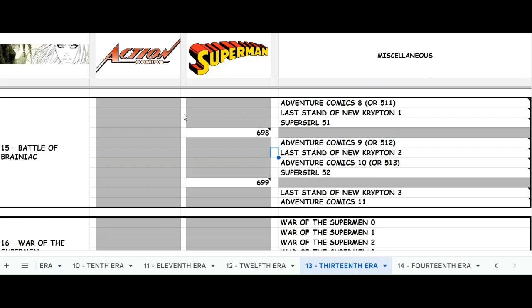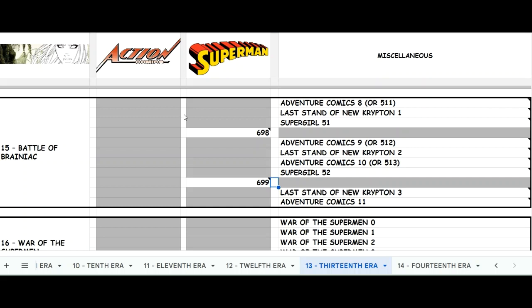We then go on to Last Stand of New Krypton number 2, which is triangle 36. Adventure Comics 10 is actually triangle 38, and this has got a backup story for Awake Part 3, which is the end of that backup story. That goes on to Supergirl 52, which is triangle number 39, again with the Last Stand of New Krypton branding. And we then have Superman 699. This has got Last Stand of New Krypton branding.